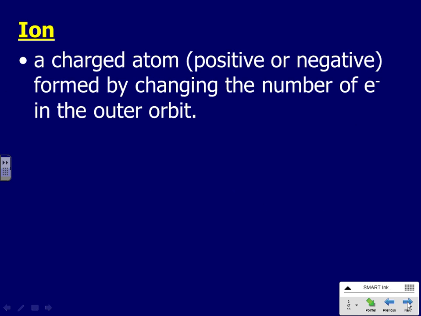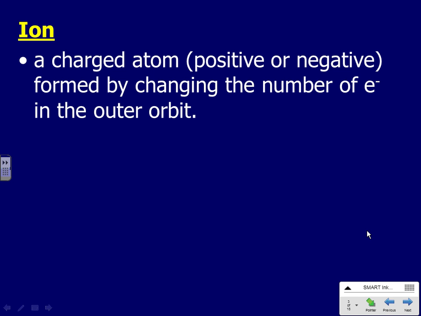All right, so let's talk a little bit about what an ion is. A charged atom, positive or negative, formed by changing the number of electrons in the outer orbit, gaining or losing.